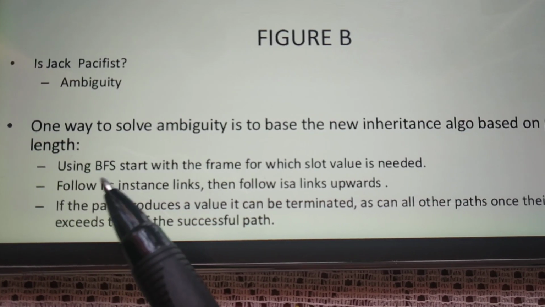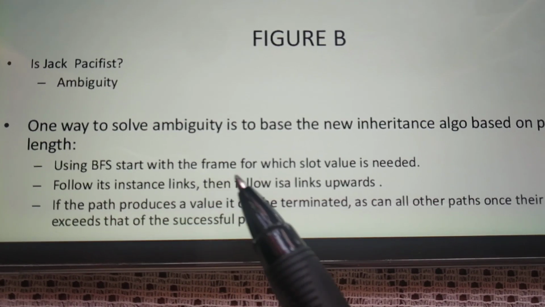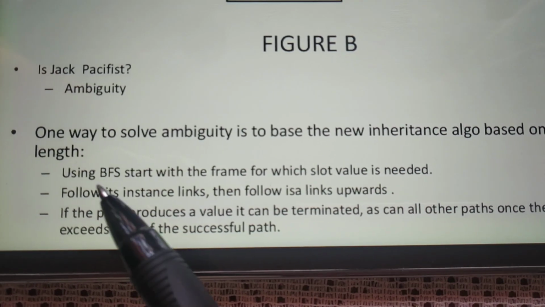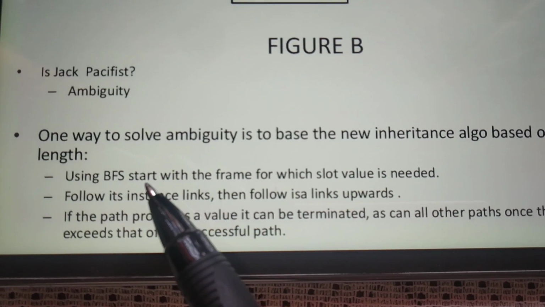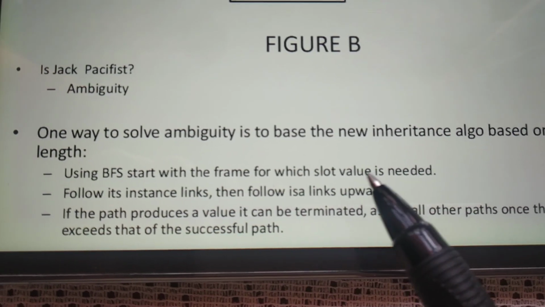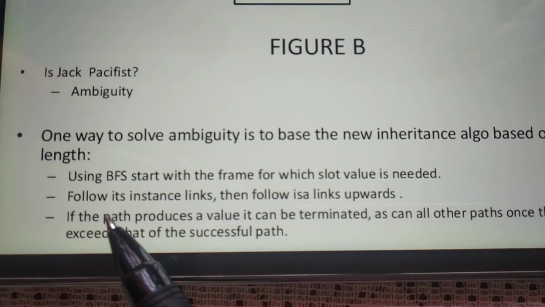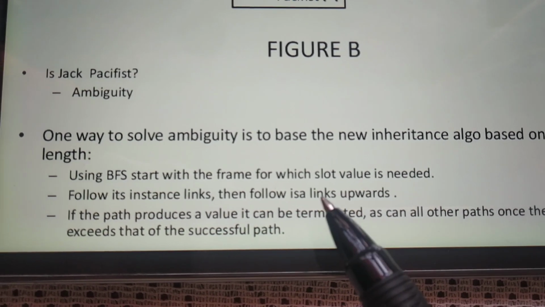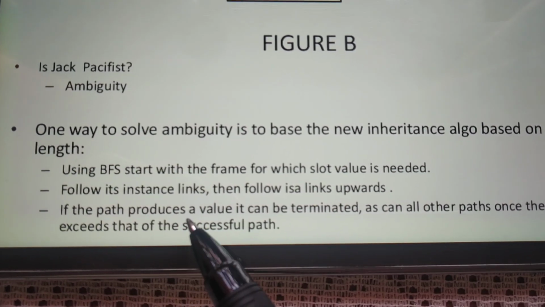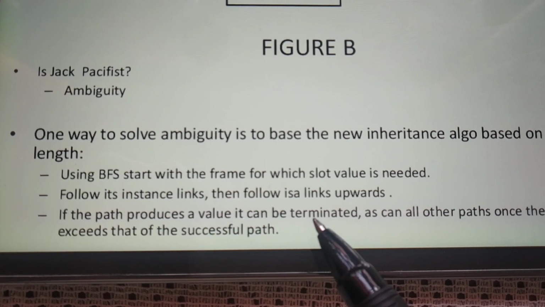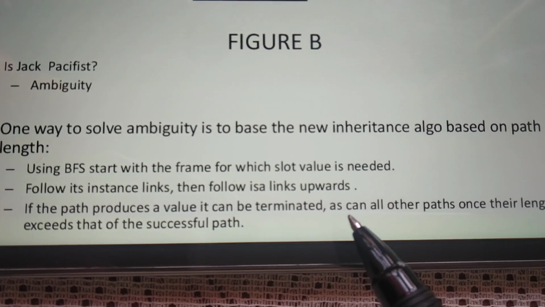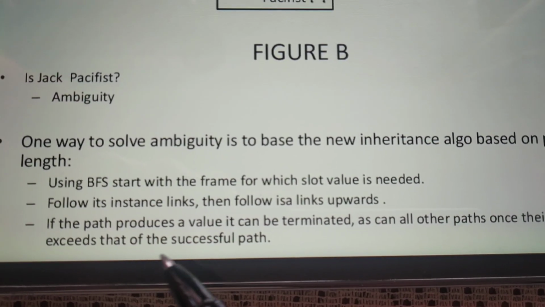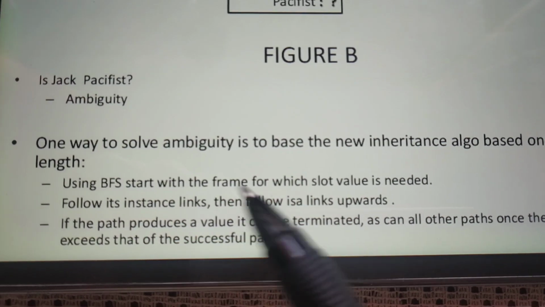Using breadth first search, start with the frame for which the slot value is needed. Follow its instance links and then follow the isa links upward. If the path produces a value, it can be terminated, as can all other paths, once their length exceeds that of the successful path. I'll just explain what exactly this is.